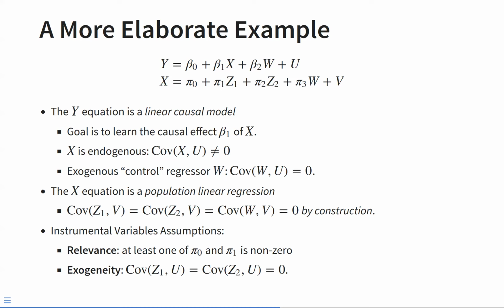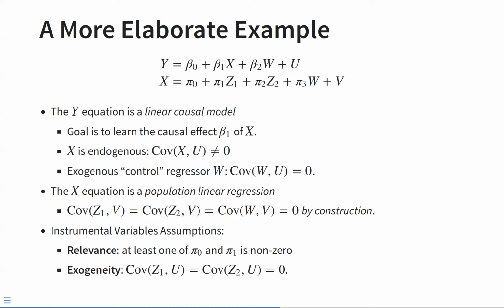So x is our endogenous regressor. It is correlated with u. And for fun, I've added in an exogenous control regressor w. So w is some other thing in here that is uncorrelated with u.